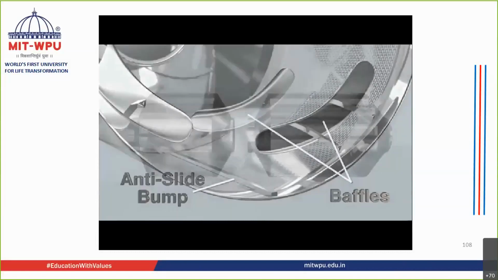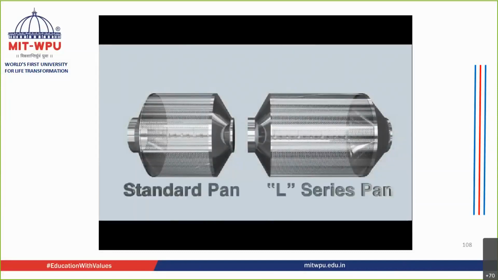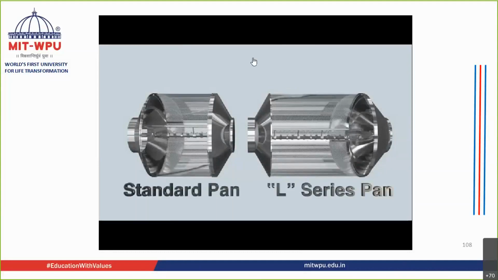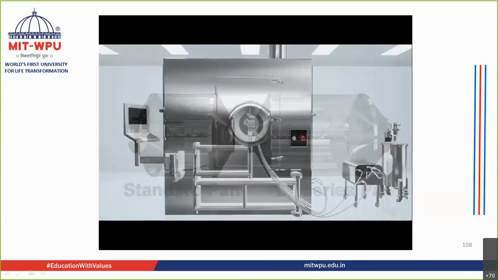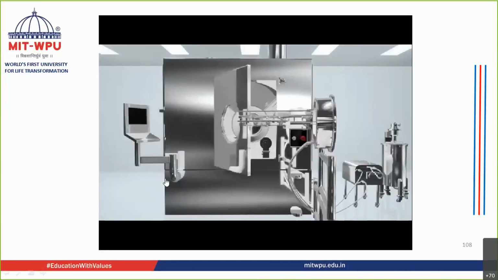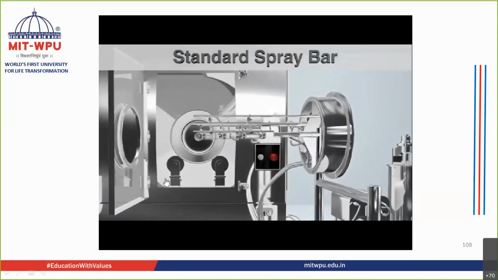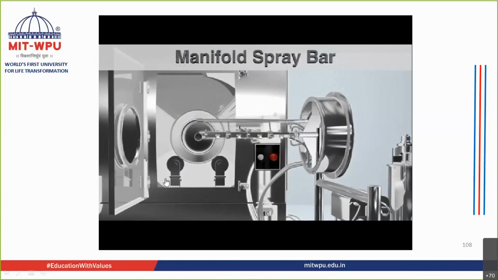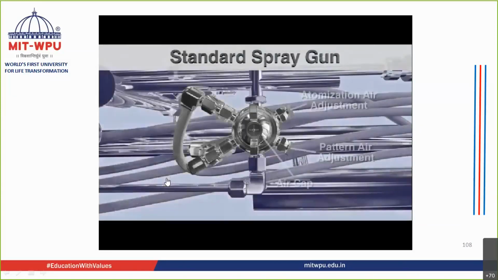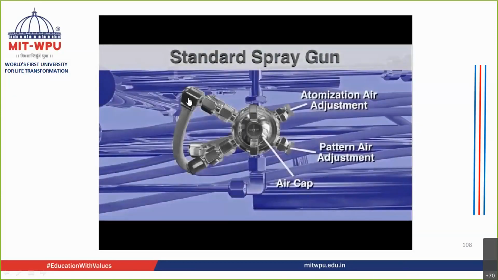So we are going to assess the tumbling of the tablets. You can have different pan shapes. These are the guns that are present inside. So you have different spray bars. This is the spray gun.